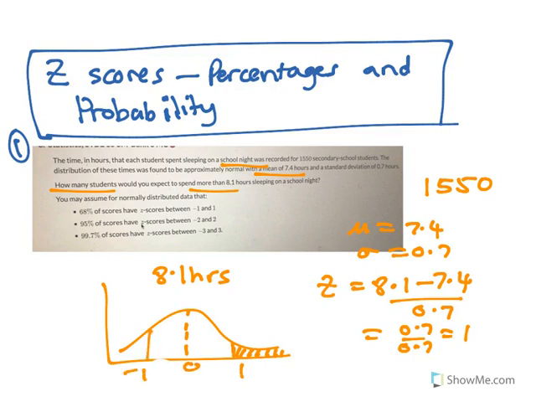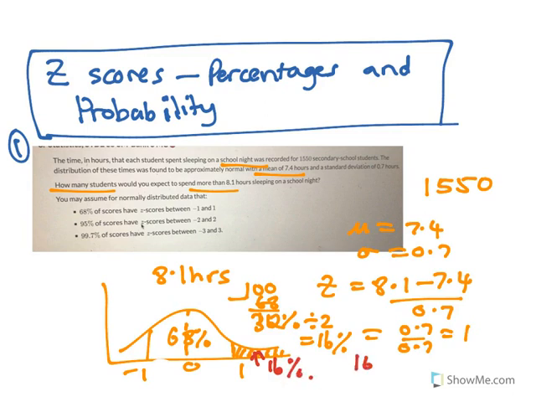So when it's a z-score of 1, it's 68% in here, and 100 minus 68 is 32%, divided by 2 will give you 16%. So in here, that would be 16% of the students. Now they've asked for how many, so if you wanted the probability it would be 16%. If you want how many, you've got to times it by the total amount. So if you did 16% times 1550, you end up with 248 students.